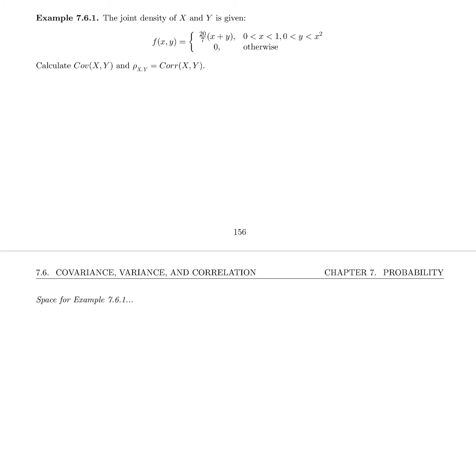In this video, we're going to do example 7.6.1. The joint density of x and y is given here, and we're asked to calculate the covariance of x and y and the correlation of x and y. So we remember the computational formula.